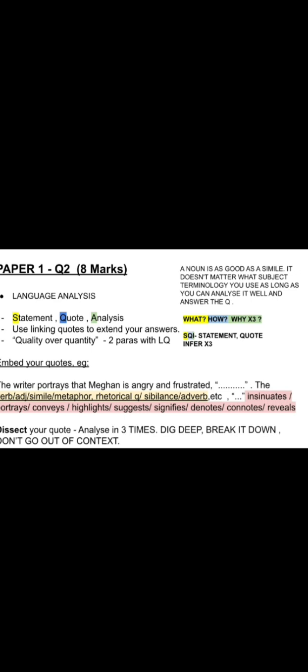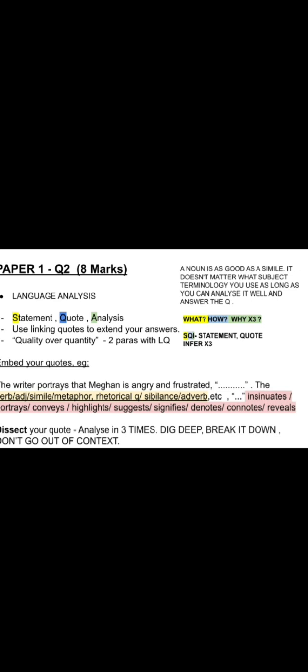Really make sure to embed your quote, and I have an example here. For example, it says, the writer portrays that Megan is angry and frustrated. That'll be our statement. We add a comma, put our quote in. This means we have embedded our quote. This easily shows the examiner that you know what you're doing. You have experience, you're a good writer.